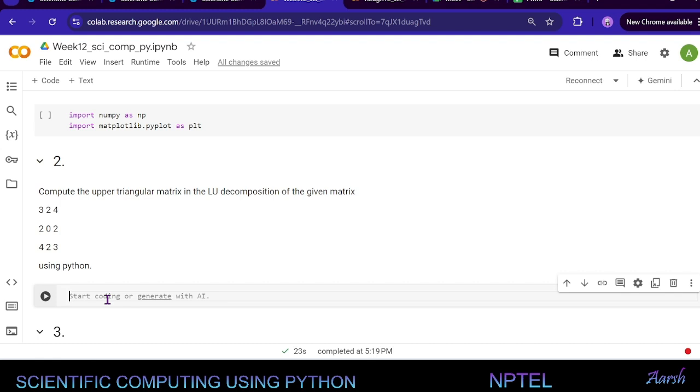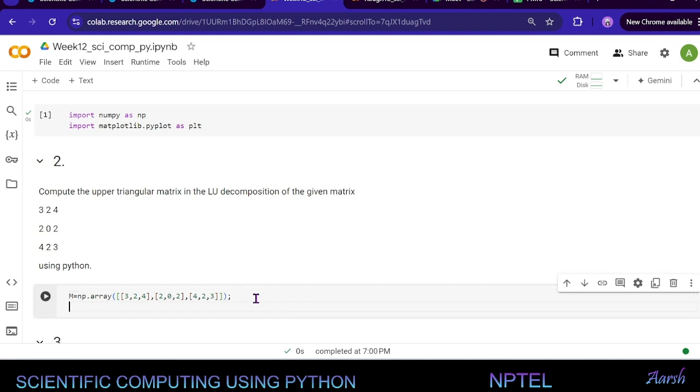Yeah, a matrix is given. We have to find the LU decomposition of the matrix and then find the upper triangular matrix. So let's first write. Let me just run numpy and pyplot because we are always going to use that. So first is defining the matrix, and AI already gives me the answer from this text, I guess. So we write row wise. So 3, 2, 4, that array is the first row, and the second row is 2, 0, 2. Third is 4, 2, 3.